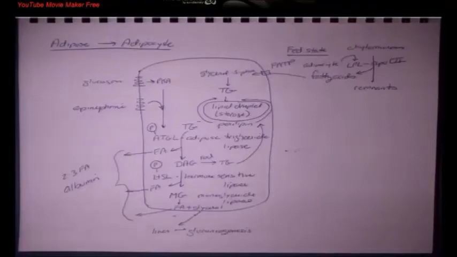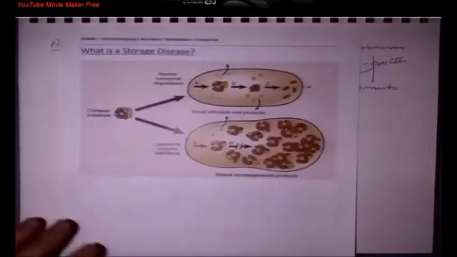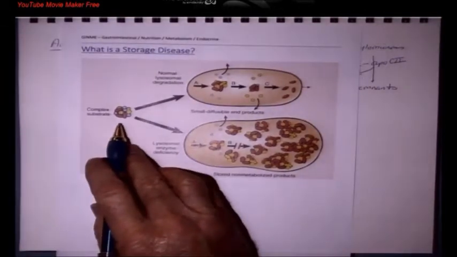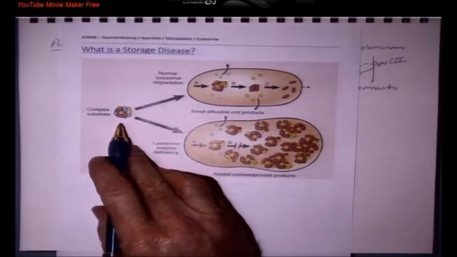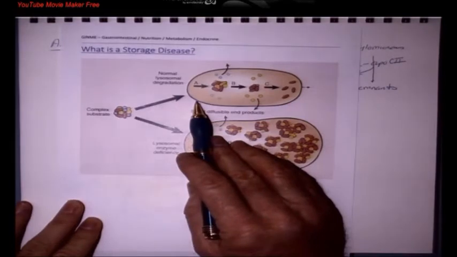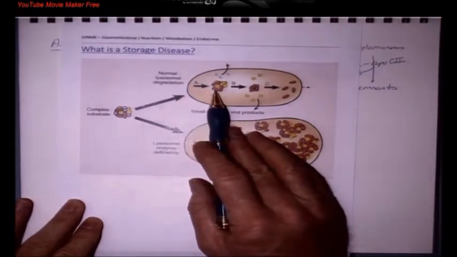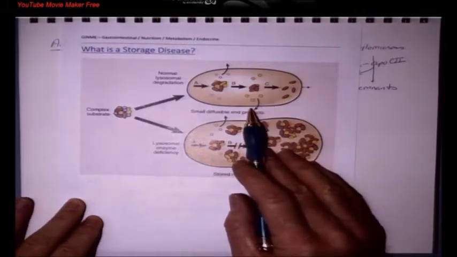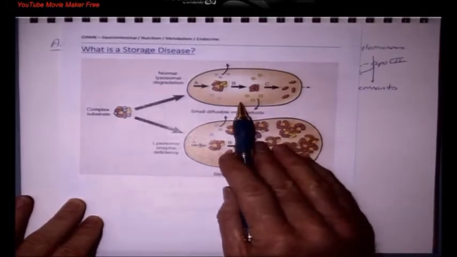What is a storage disease? We're going to start in pedestrian terms. So you start out with a complex substrate. This is an extracellular molecule. Cells can take this up and undergo the normal lysosomal degradation pathway into small little products. Those little products can be used inside the cell or excreted.